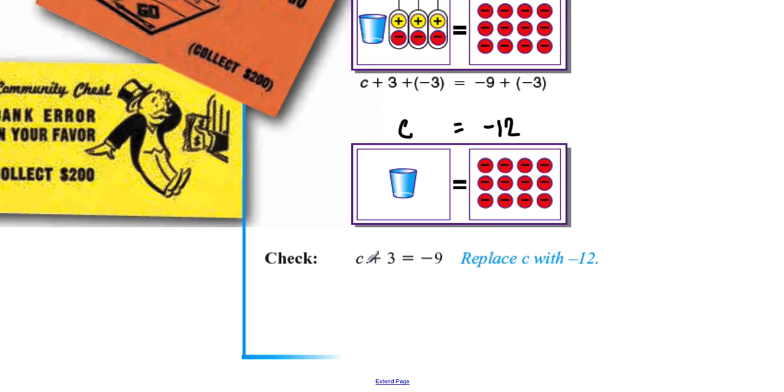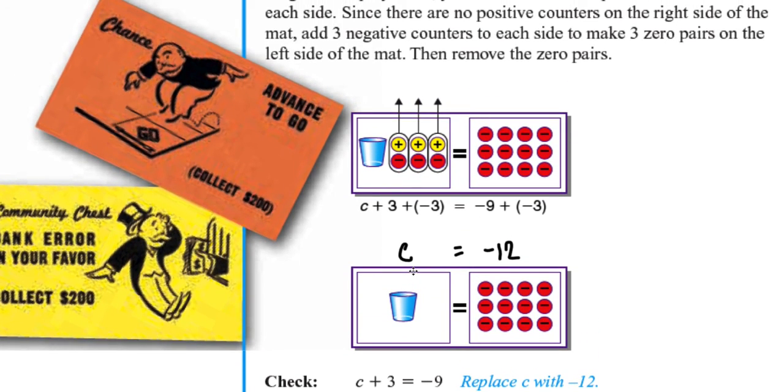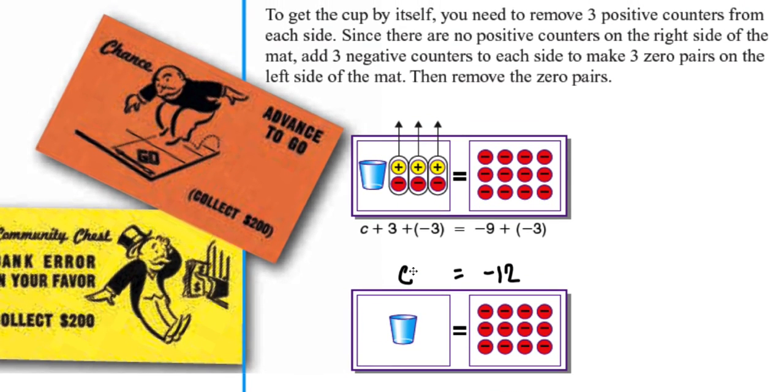Now from there, we want to check if our answer is correct or not. So we have C plus 3 is equal to negative 9. We replace C with negative 12. So we now have negative 12 plus 3, is it equal to negative 9? And we know that it is. Okay? And that's how we checked our answer. The solution is negative 12. Okay? So that's how you use counters to isolate the cup or the variable in addition equations.